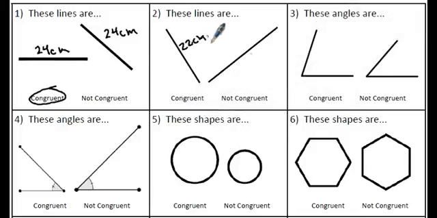So the first one was about 22 centimeters, and the second one was about 31 centimeters. That's not the same, so they're not congruent. They do not have the same measurements. So we're looking at lines, then we're looking at the ruler.